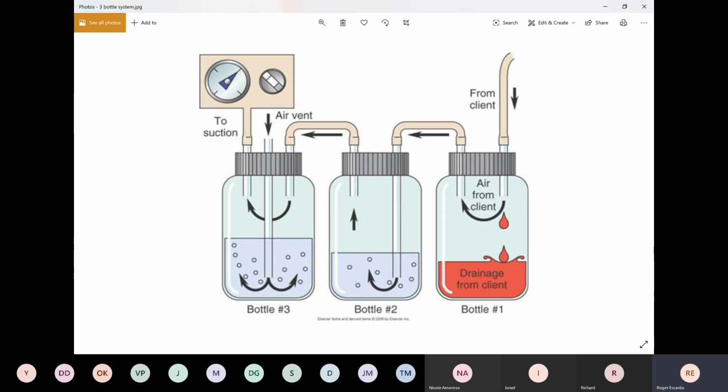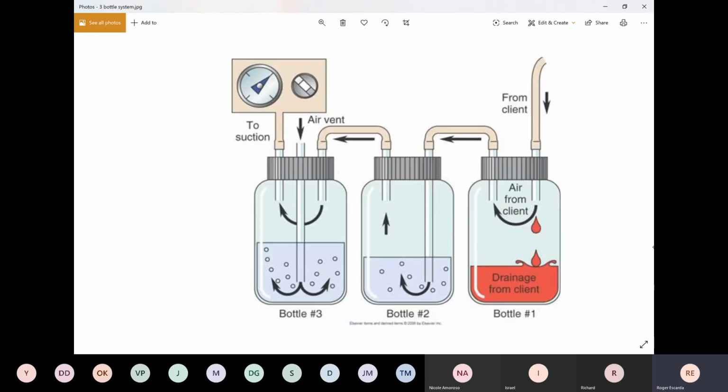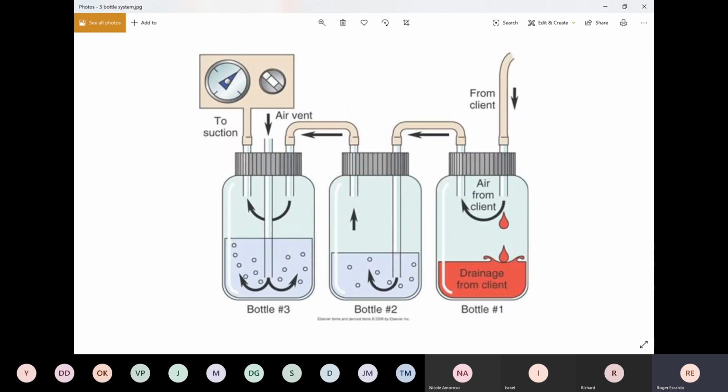If we're only draining fluid, bottle number one will be enough. We really don't need a second or a third bottle. However, most cases will have air involved. So if you have fluid accumulation there, usually blood, there will also be air. So you need a second bottle now.